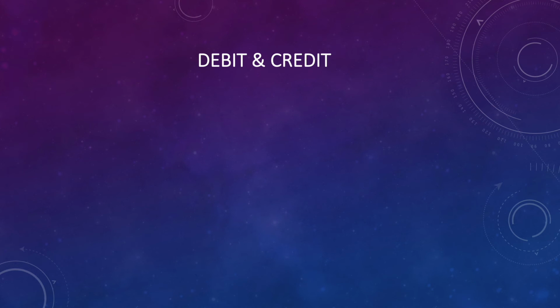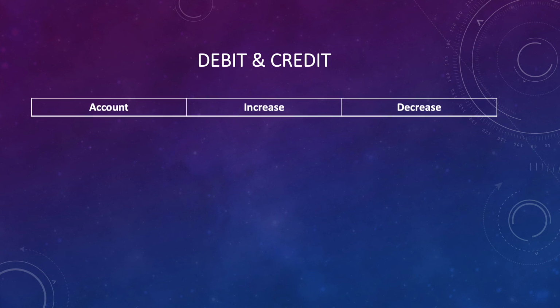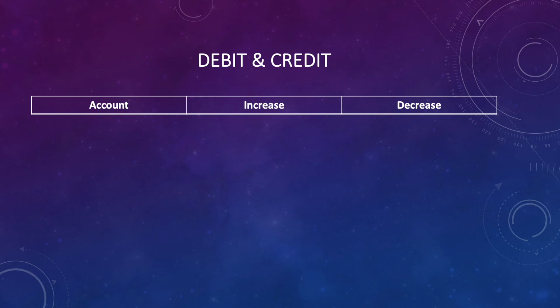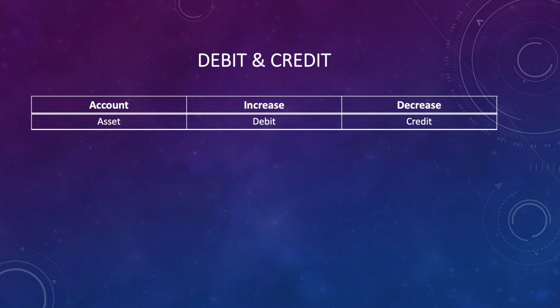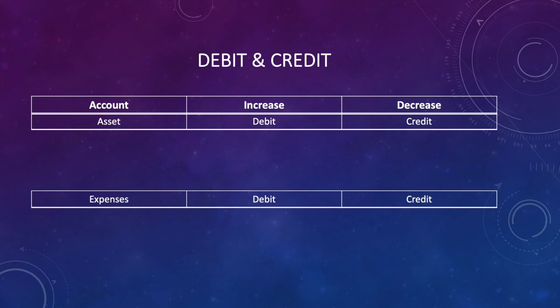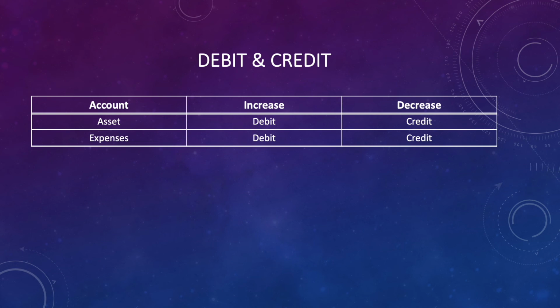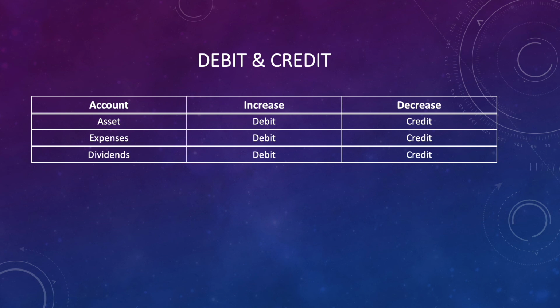Here we will see how some accounts increase under debit and others increase under credit. So assets increase under debit and decrease under credit. Expenses increase under debit and decrease under credit. Dividends increase under debit and decrease under credit.